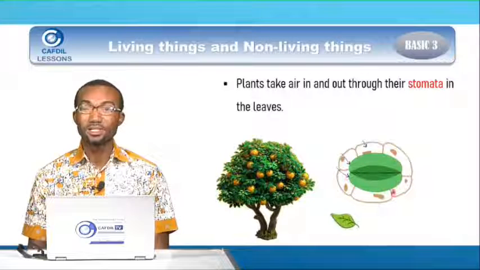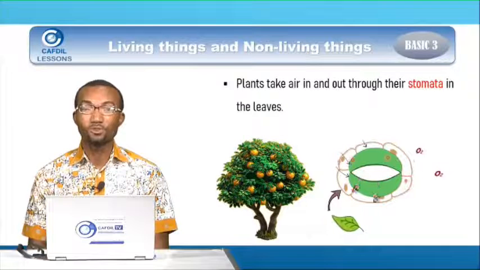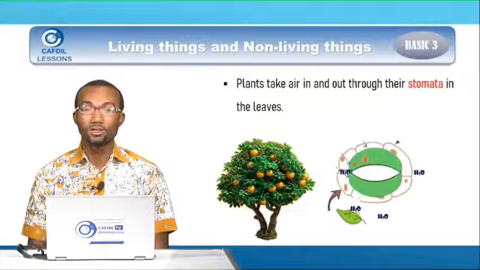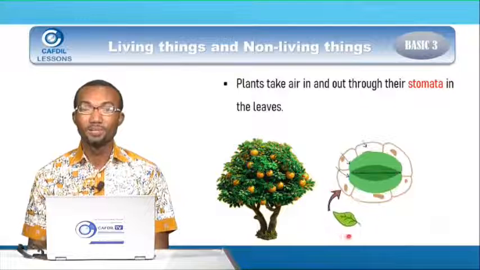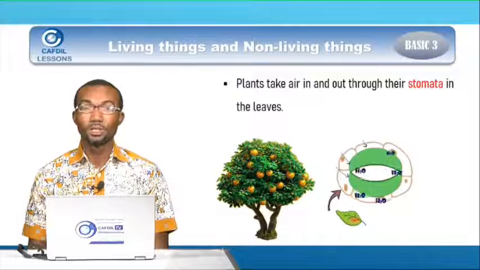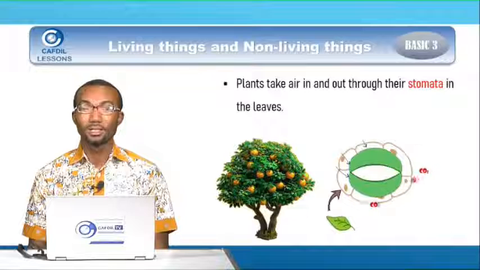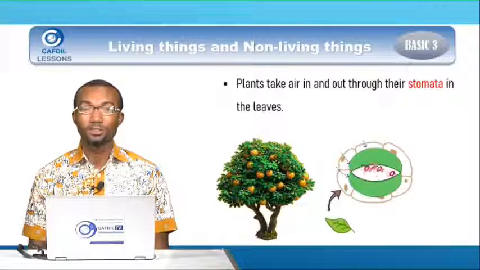You cannot see it when you take the leaf, but they also breathe through it. They are small holes that you cannot see with your eye, but they breathe through that. They take in carbon dioxide and they use it to prepare their food, and when they prepare their food, they give out oxygen, and this happens through their stomata.